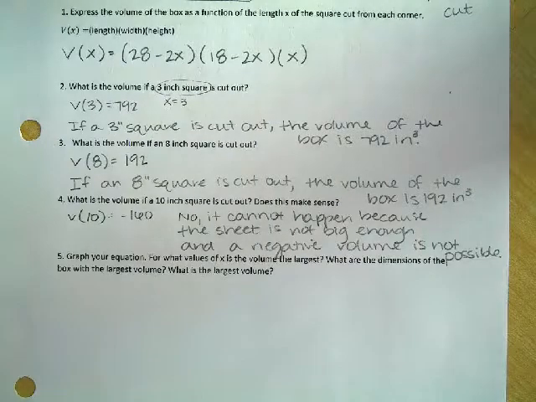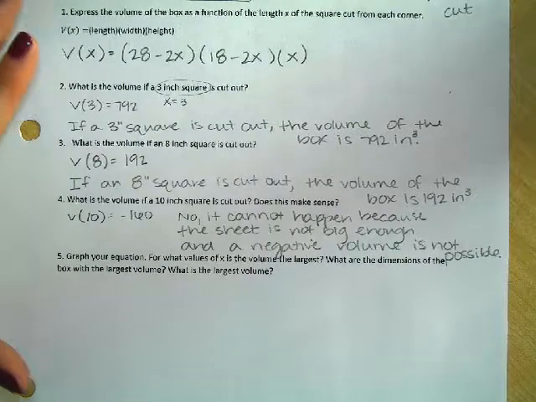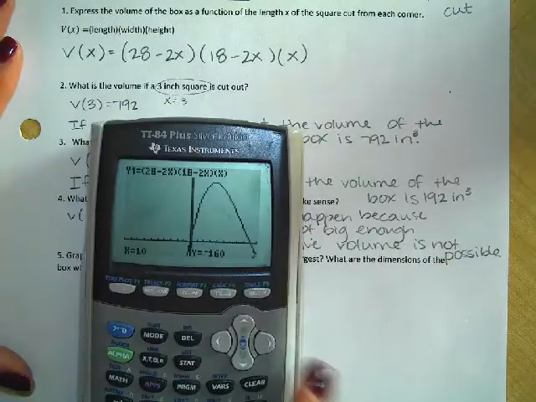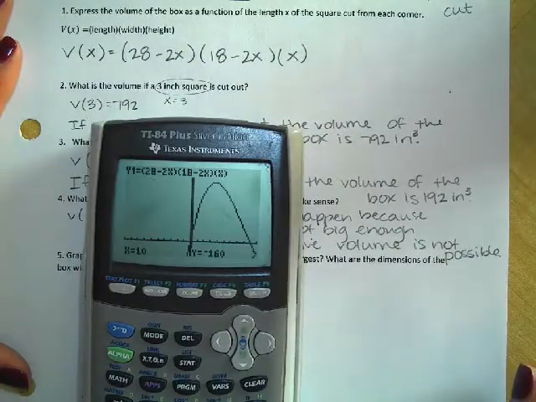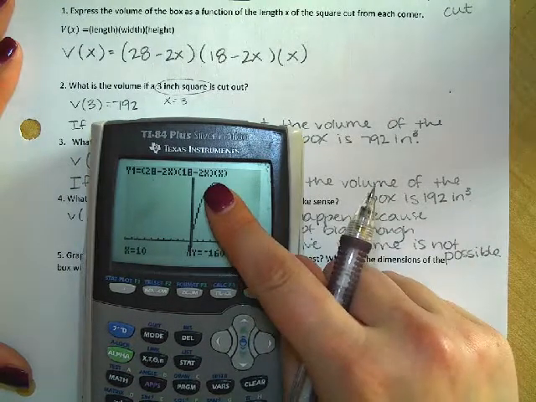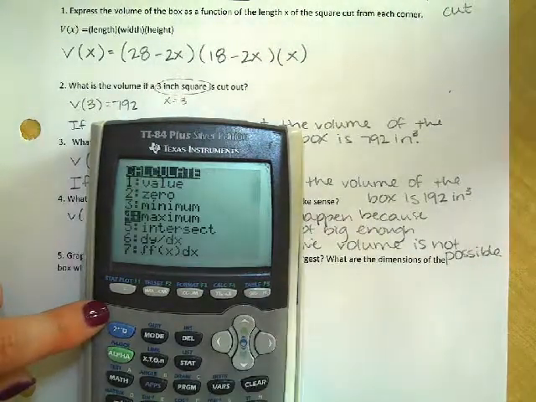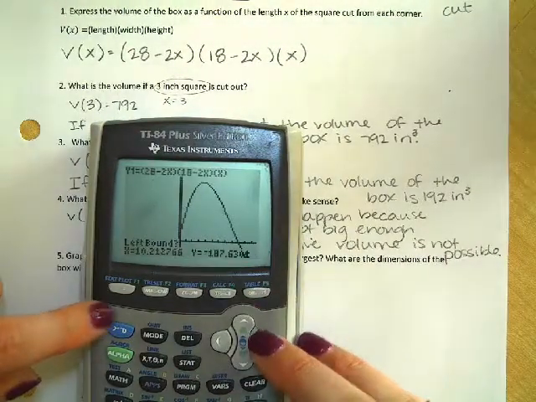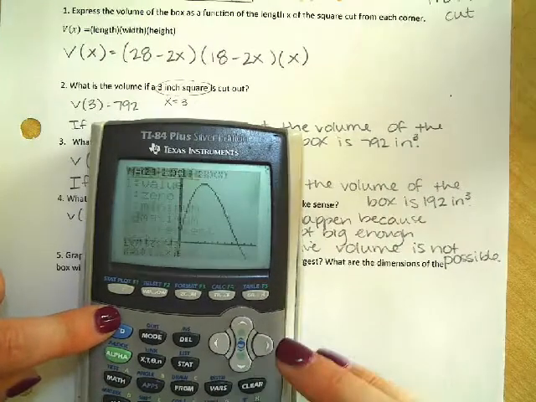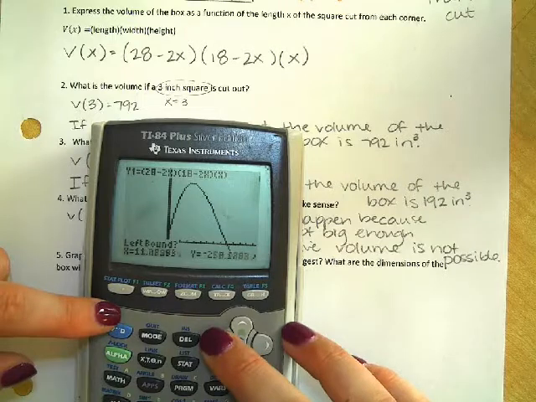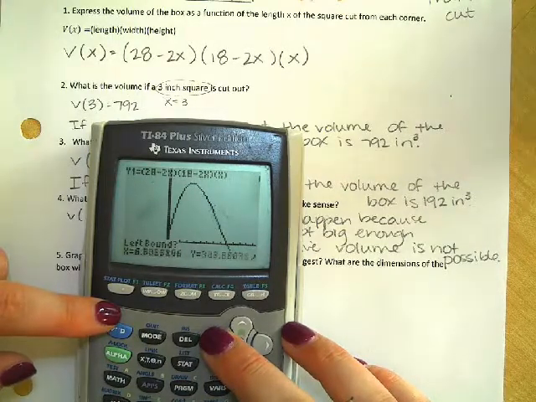Okay. Now it says, where is the volume the largest? So if you look at the graph, where do you think the volume is the largest? At the maximum, right? That's the biggest y coordinate, so we're going to go ahead and find the max. So I'm going to look for maximum. I'm going to do my left bound. I didn't know where my cursor was. I'm going to look for my cursor. There it is. I'm going to do my left bound and my right bound.